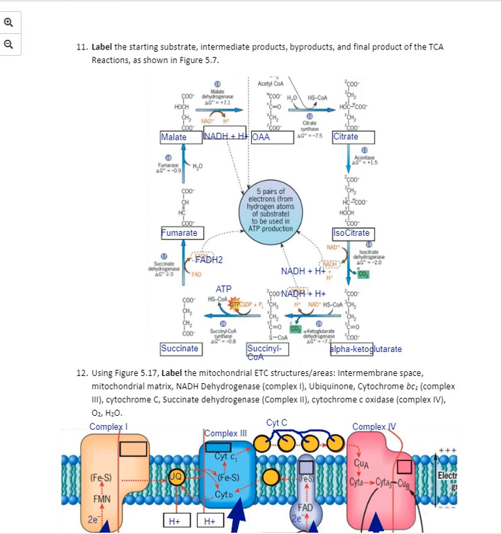Question 11. The TCA cycle starts when acetyl-CoA combines with oxaloacetate, OAA, to form citrate, isocitrate, alpha-ketoglutarate, succinyl-CoA, succinate, fumarate, malate, then OAA again. NADH is released 3 times and FADH2 once per turn of the TCA cycle.